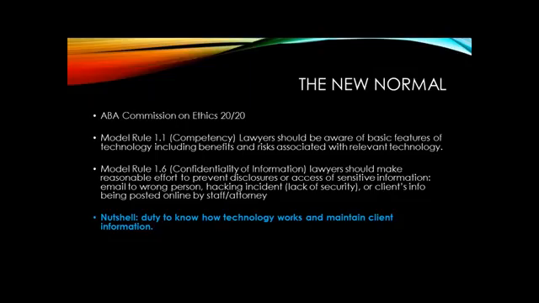And so what we have out of that are the two rules that really touch on technology. Model Rule 1.1, which is competency, stating that lawyers should be aware of basic features of technology, including the benefits and risks associated with relevant technology. And Model Rule 1.6, which is confidentiality of information. So lawyers should make reasonable effort to prevent disclosure or access of sensitive information. Examples of this include an email to the wrong person, a hacking incident due to lack of security, or a client's information being posted online by staff or attorney. Those are kind of the basic examples of how this has happened with the breach.